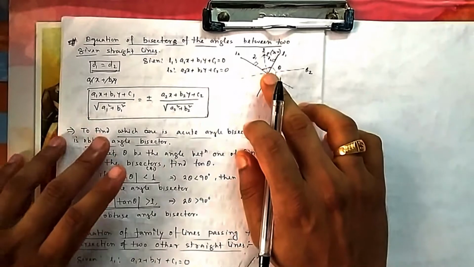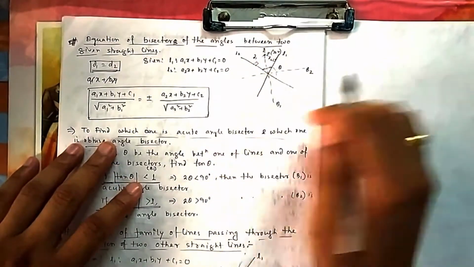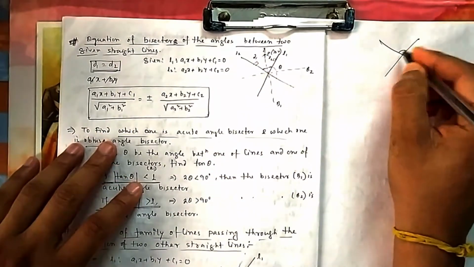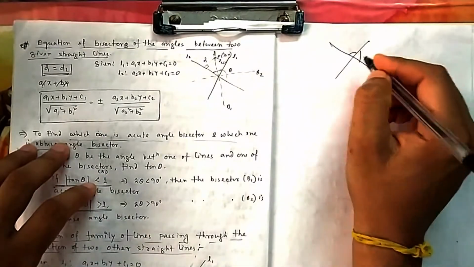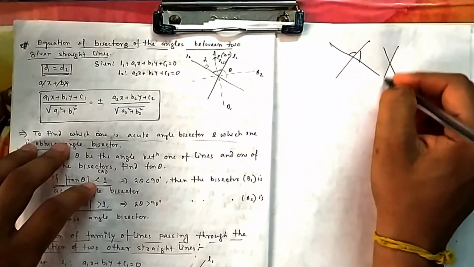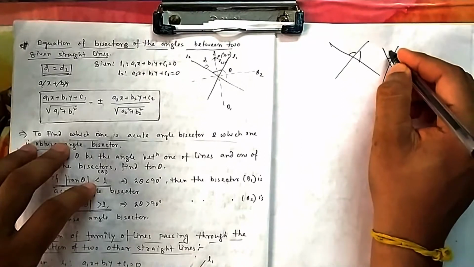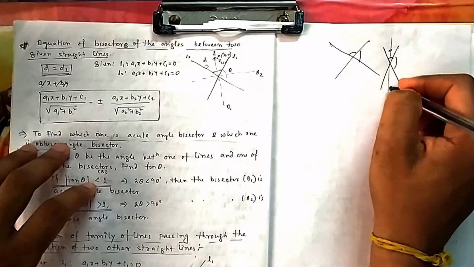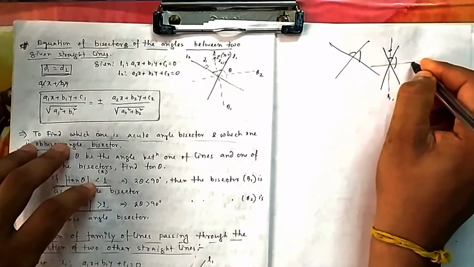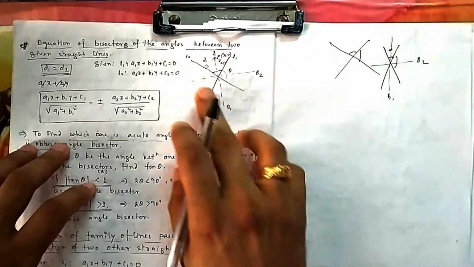Here the idea is to find the equation of the angle bisectors between two lines. If you bisect two lines, there will be two angles, one acute angle and one obtuse angle. So if you bisect two lines, this will be, suppose, acute, this will be obtuse. So you will have two bisectors, one bisector this one and one bisector this one, B1, B2. So that's what it is written.